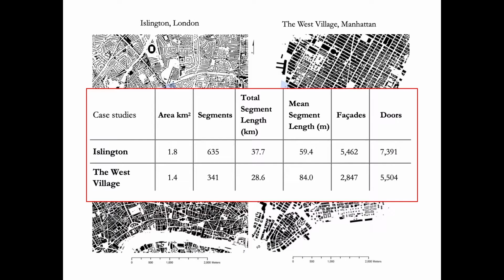The two case studies I'm going to talk about are Islington in London and the West Village in Manhattan, and you see an overview of these case studies. So as I said, it's a historical study in the fact that it goes backwards in time. So I started mapping in around 1891 for New York and 1911 for the UK case study.